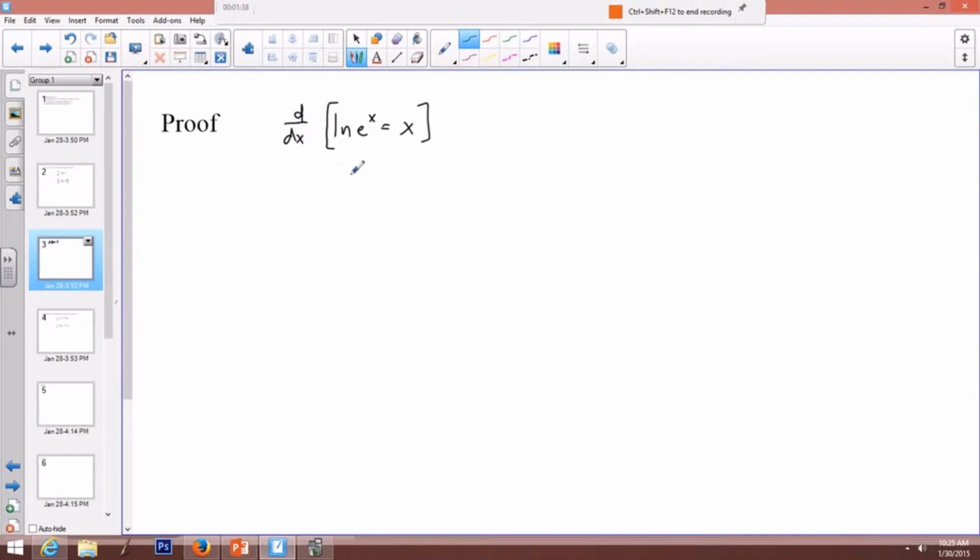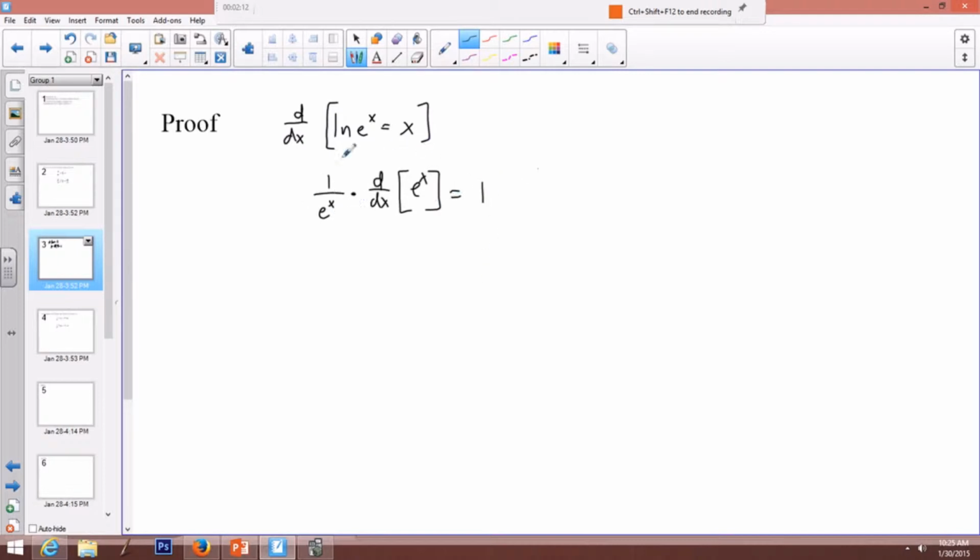And if you remember, the derivative of ln of u is 1 over that u, so 1 over e to the x, times the derivative d over dx of whatever that thing is. It's an instance of the chain rule. And then we remember that the derivative of x is just 1.